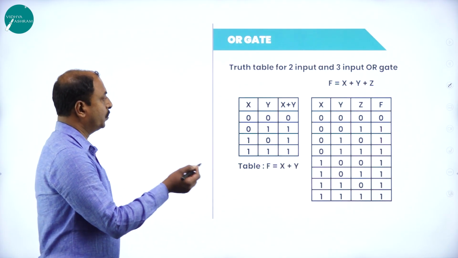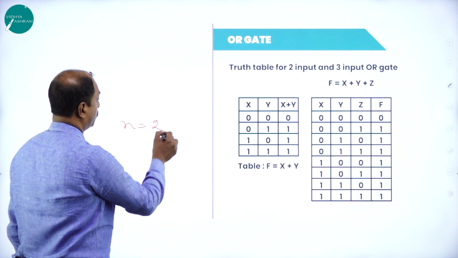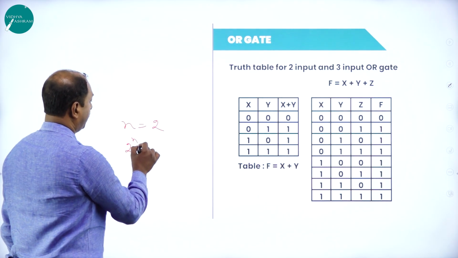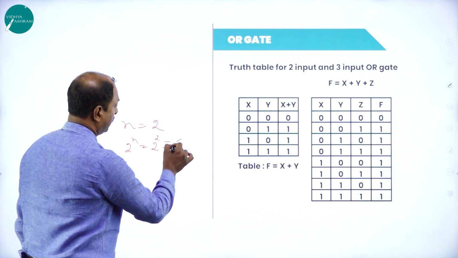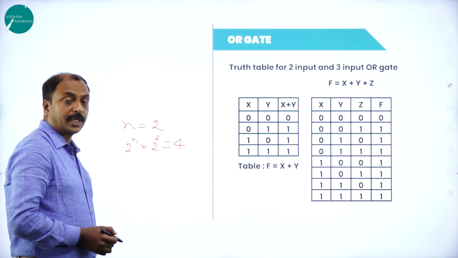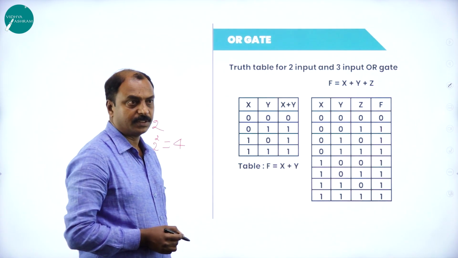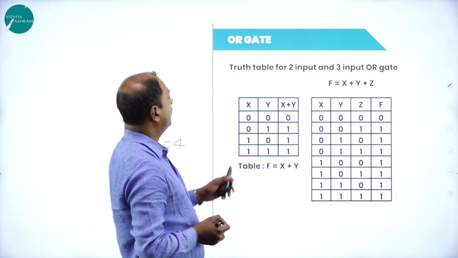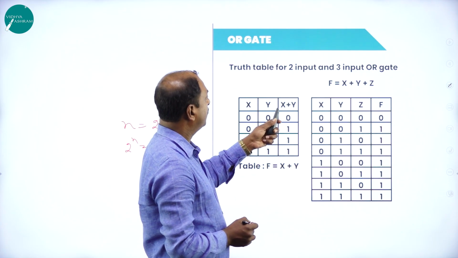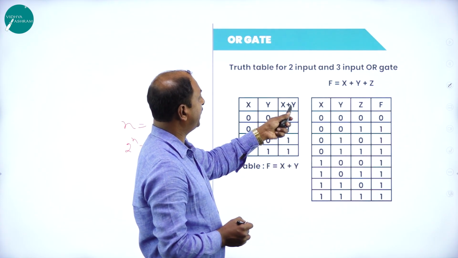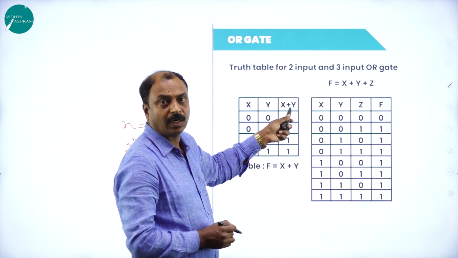Now there are 2 inputs. If n equals 2, 2 to the power of n, that is 2 to the power of 2, equals 4. So we can have 4 different input combinations. Here x and y are the 2 variables, and here we represent this with plus, the OR gate or OR logical addition operation.